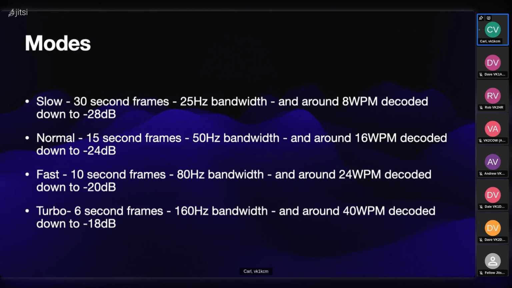The two you'll probably use the most are normal and fast, and a fast is about 24 words per minute. Now, the faster the mode, the better the words per minute, but the more signal you need to decode. Fast mode, for instance, will decode down to about minus 20 dB. Normal down to minus 24. I was decoding and chatting to people at minus 19 today, so that's quite useful.